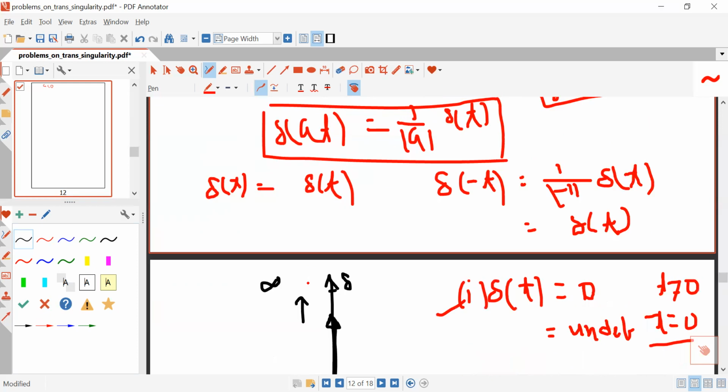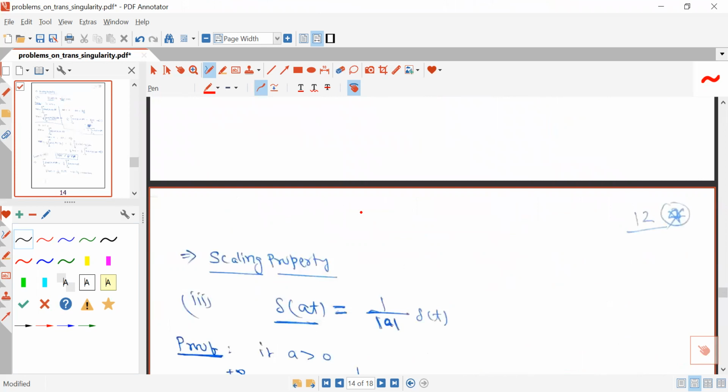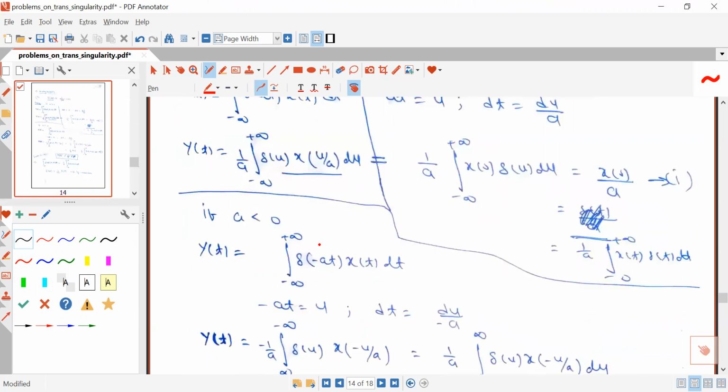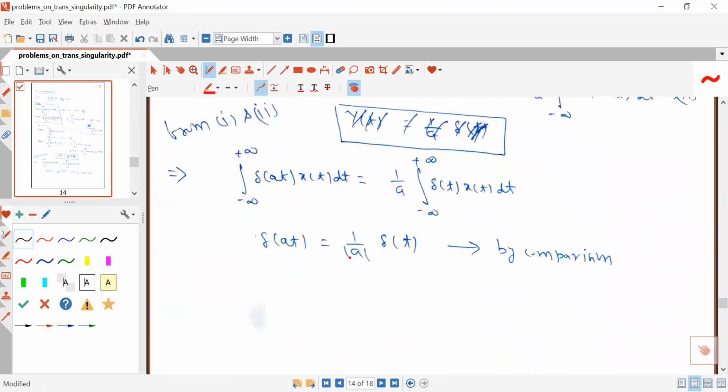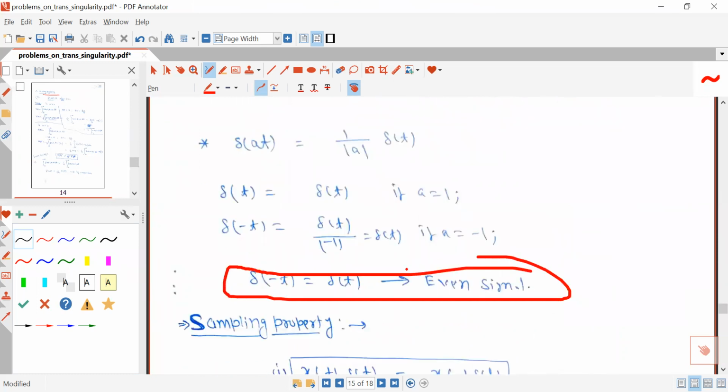So in this way you can derive scaling property. In the PDF file it is derived, and you already have this PDF file. So go through this PDF file and try to understand its derivation and why it is an even signal. Just go through it. The second property is sampling property.